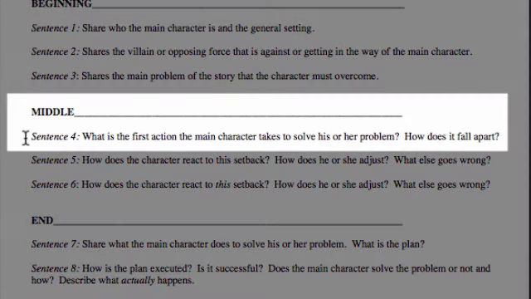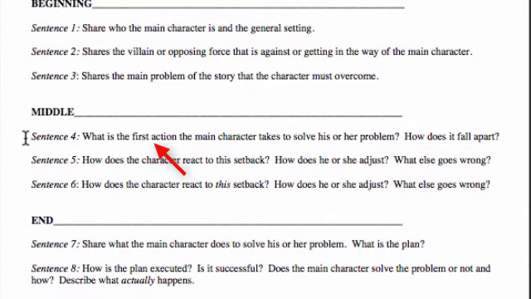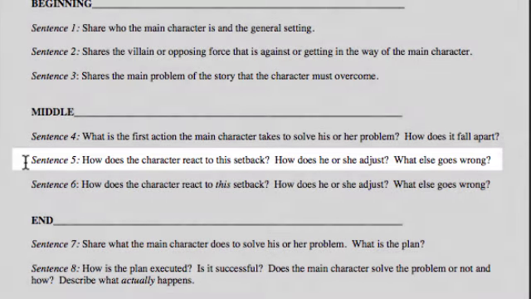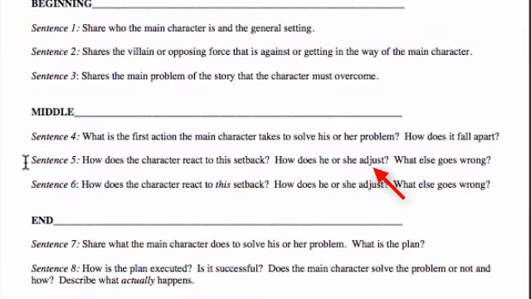Usually, when a character goes on an adventure to solve a problem, he or she doesn't get it right the first time, so the character does something, and it falls apart. Next, the character reacts to the setback he or she has just experienced, and we see an adjustment. The character still has the goal in mind, and is adjusting his or her plan to reach that goal.